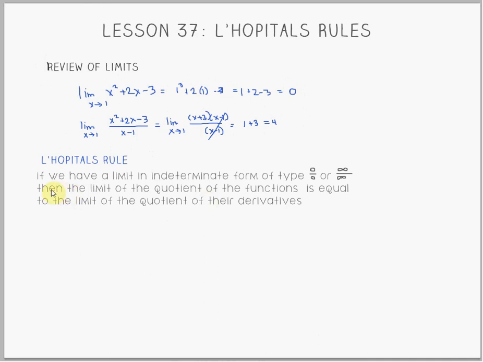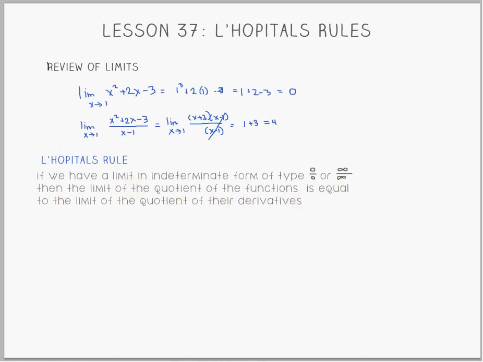So L'Hopital's rule tells us if we have a limit in indeterminate form of the type 0 over 0 or infinity over infinity. What that means is that when you take the limit, the answer is 0 in the denominator, but if it's also 0 in the numerator, it tells us that there's a problem, that there's something you can fix. We talked about that a little when we did limits: that's a key indicator that if the limit is 0 over 0, there's more you can do to solve it. So then if this is the case, the limit of the quotient of the functions is equal to the limit of the quotient of their derivatives.